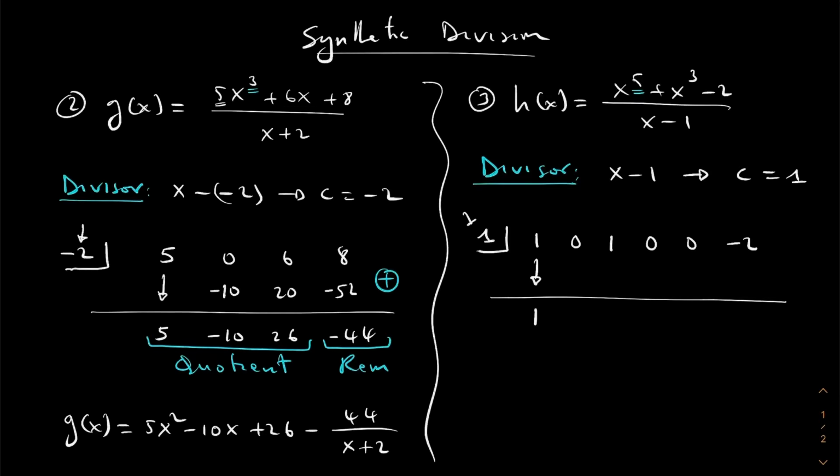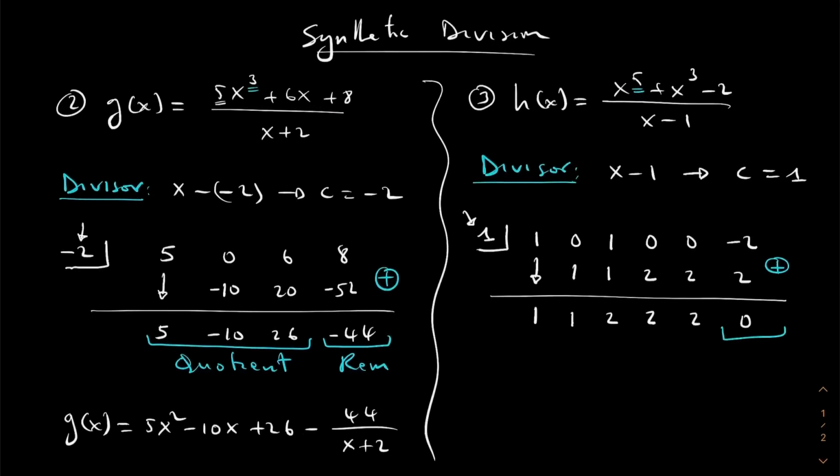Then multiply that through, it's going to be 1 times 1 equals 1. Then 0 plus 1 is going to be 1. Then 1 times 1 is 1 again. 1 plus 1 is 2. Then 2 times 1 is 2. 0 plus 2 is 2. 2 times 1 is 2. 0 plus 2 is 2. 2 times 1 is 2. And negative 2 plus 2 is 0.